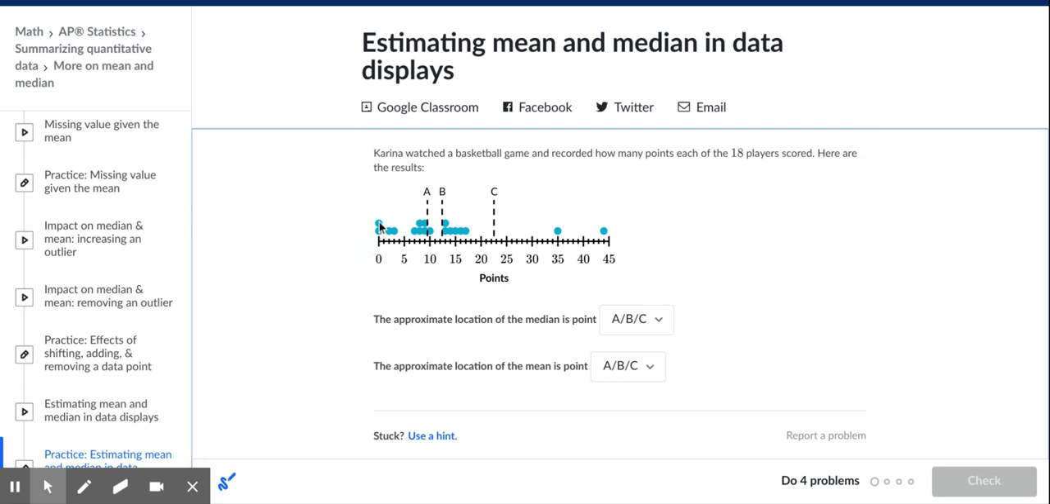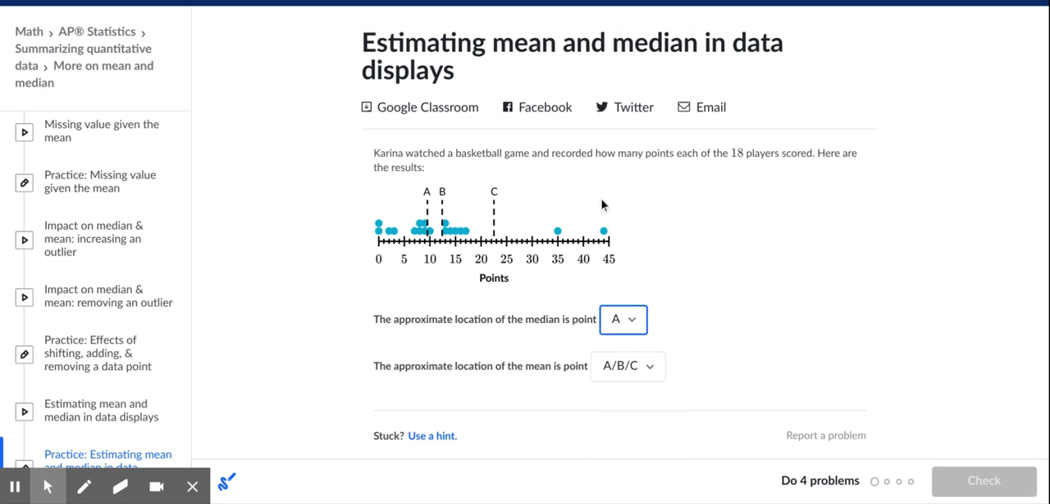So I'm going to count 9 here. 1, 2, 3, 4, 5, 6, 7, 8, 9. So the median should be halfway between 9 and 10, or 9.5. So that's going to be A.